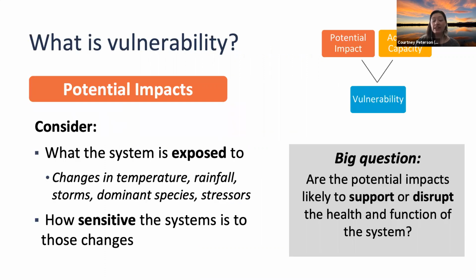To dive into this in just a little bit more detail, the potential impact of climate change can really be thought of as a combination of the exposure to changes, as well as the sensitivity of your system to those changes. Again, what is your system exposed to? Those changes in temperature, increased precipitation, decreased precipitation, those high intensity storm events, changes in your dominant species, or a combination of a bunch of stressors, and then how sensitive is the system to those different changes. The big question that you're really trying to answer when you're thinking about impacts is: are the potential impacts likely to support or disrupt the health and function of your ecosystem?